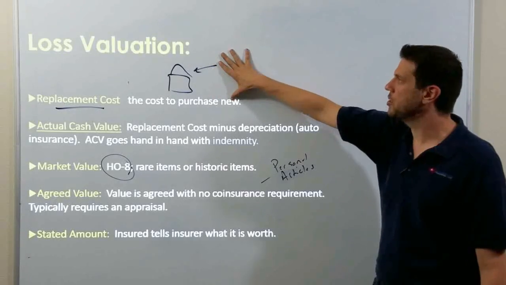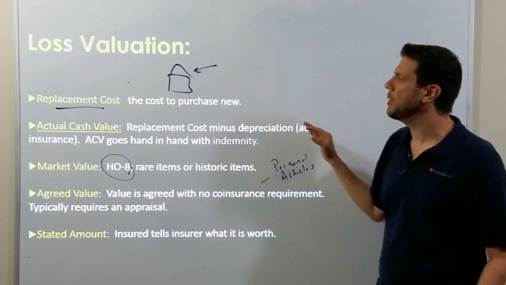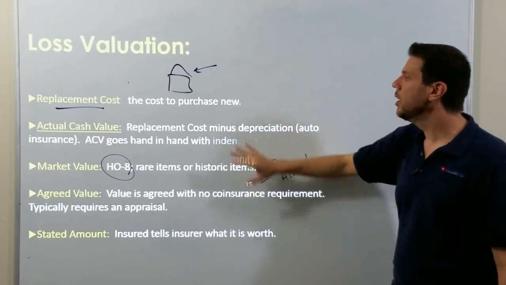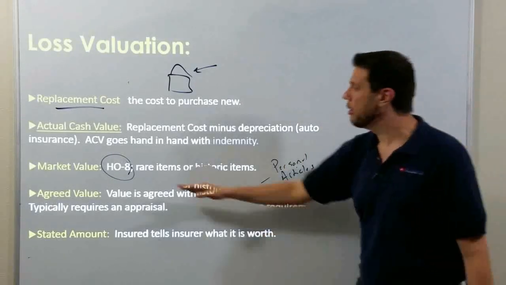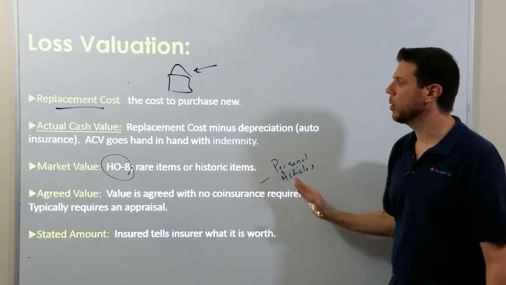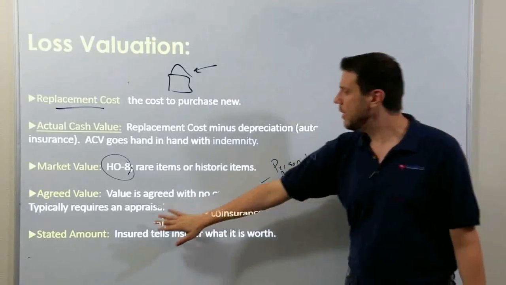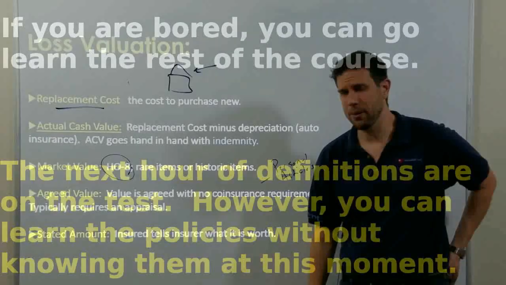Replacement cost is typical. That's on the structures of property. Actual cash value is auto insurance, and that's going to be the contents inside the house. Market value is for historic homes, and that'll be an HO8. Agreed value has the appraisal, and you paid extra, so you don't have to meet a deductible or co-insurance for this. And stated amount is very rarely used, not very important on the test, that one.